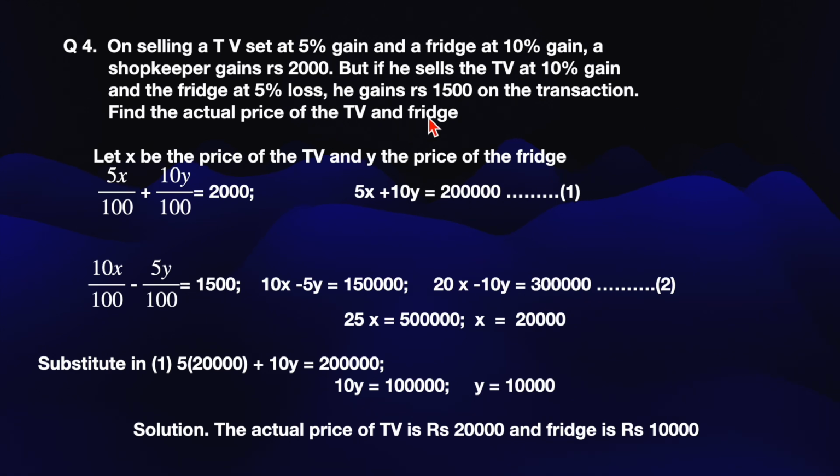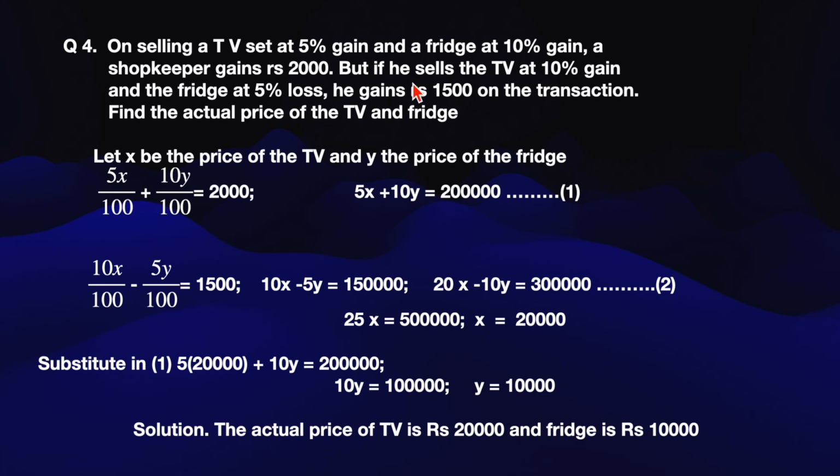Let the actual price of fridge be y. Okay, so you got x and y. Now that is the price. So 5% gain, that means what? 5 upon 100 into x plus 10% gain, so 10y upon 100, and the total gain is 2000. So this gain plus this gain is equal to 2000. Simplify this, you get the first equation.